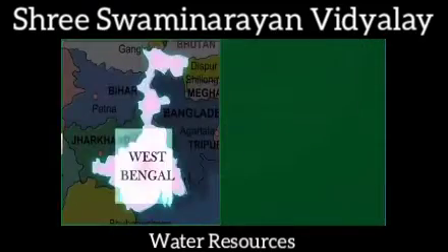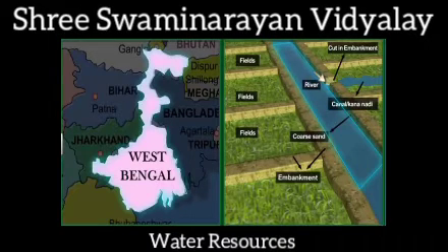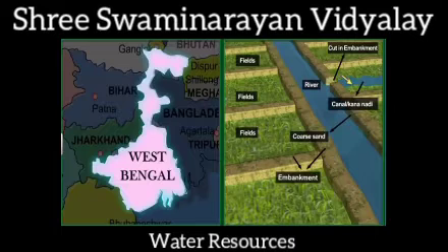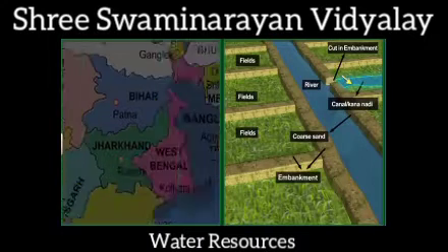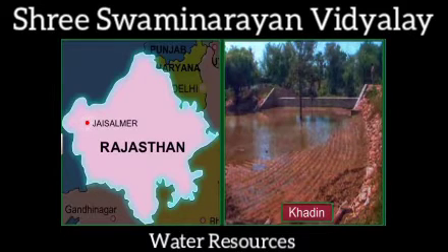Farmers in Bengal traditionally used inundation channels cut through river embankments at times of floods to irrigate their fields. The flood water that flowed into the fields also carried silt, a natural fertilizer. In some areas of Rajasthan, especially in Jaisalmer, earthen embankments called khadin are built around farms to collect rainwater during the rainy season. This saturates the soil for cultivation.